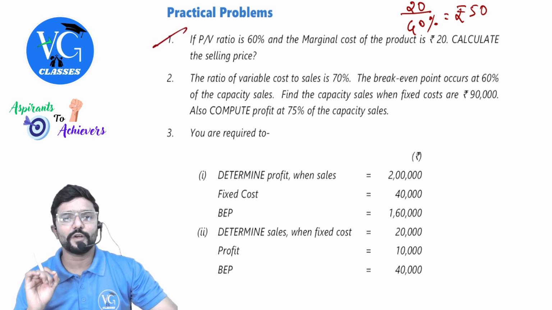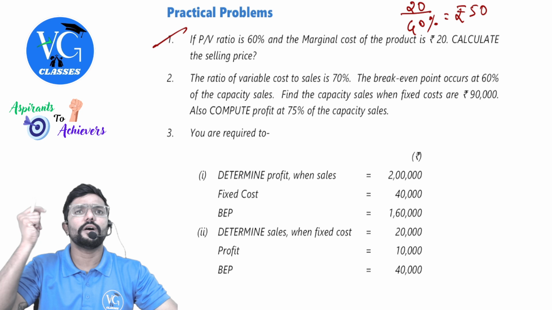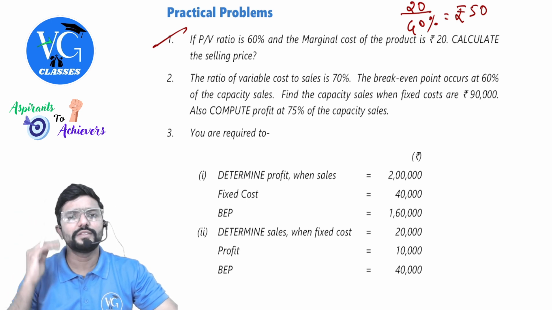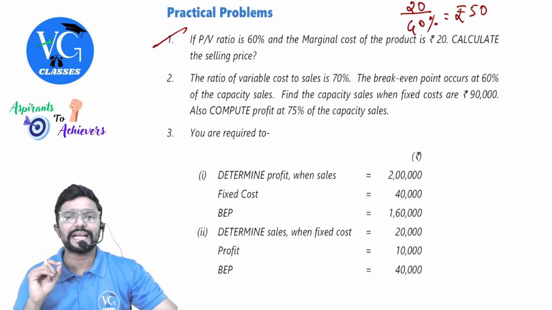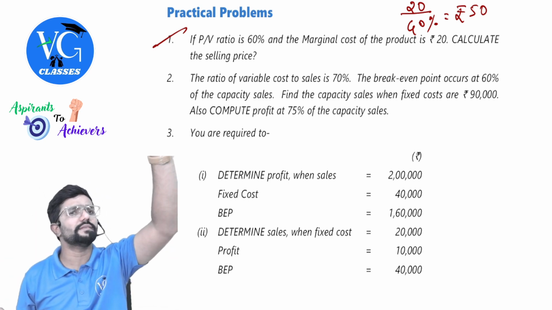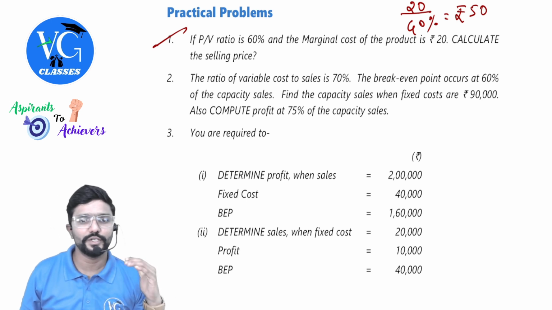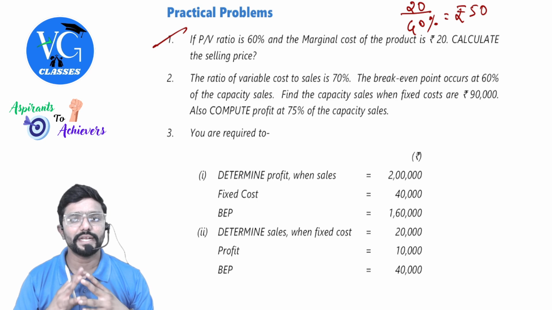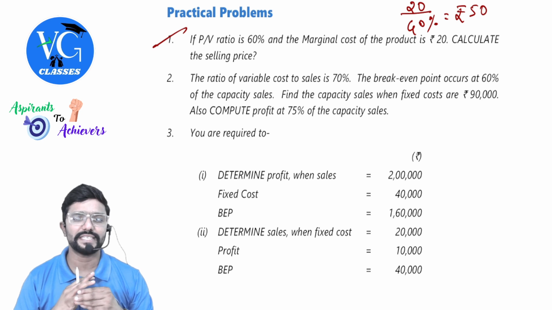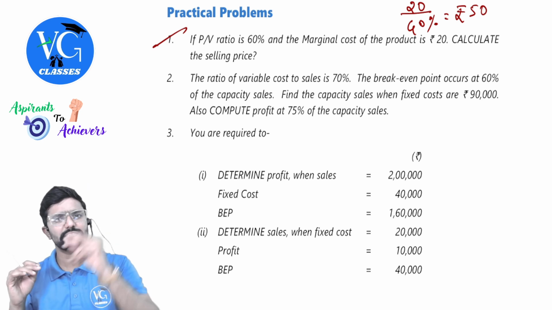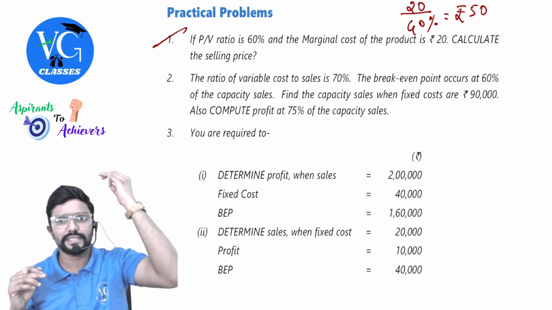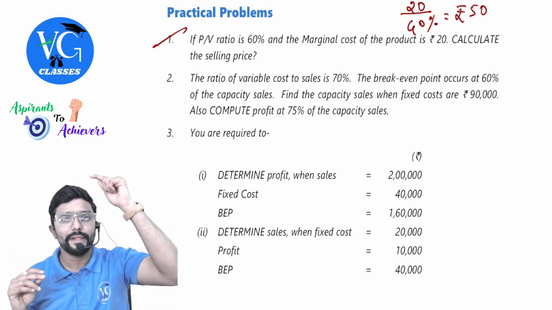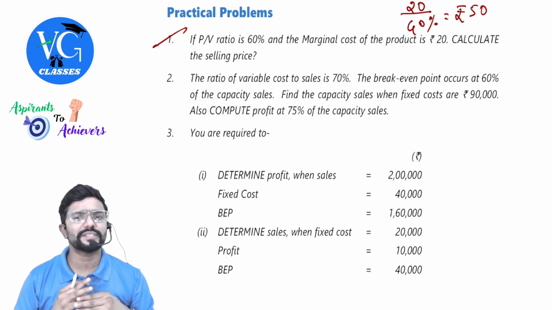The ratio of variable cost to sales is 70%. PV ratio? 30%. The break-even point occurs at 60%. Margin of safety 40% of the capacity sales. Find the capacity sales when fixed costs are 90,000. Also compute profit at 75% of the capacity sales. Find out capacity sales means 100%. Capacity sales here is nothing but 100%.